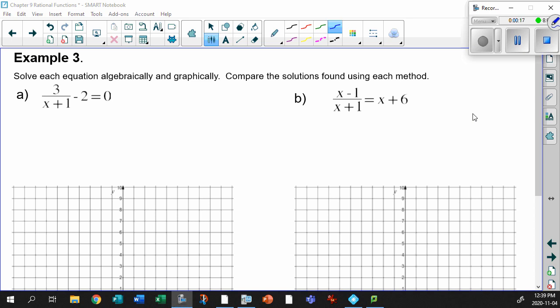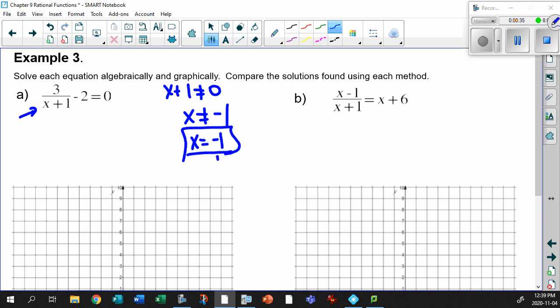Well, let's go. First things first, always look at that non-permissible value. You know and I know that x plus 1 cannot equal 0. That means x cannot equal -1. That, of course, is going to end up being the equation of our asymptote, which is x equals -1. Okay, so you're all familiar with that.